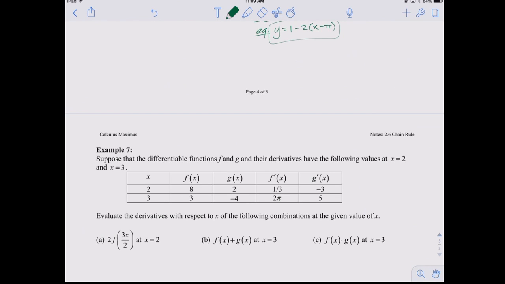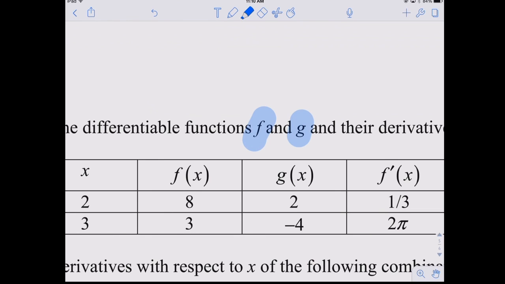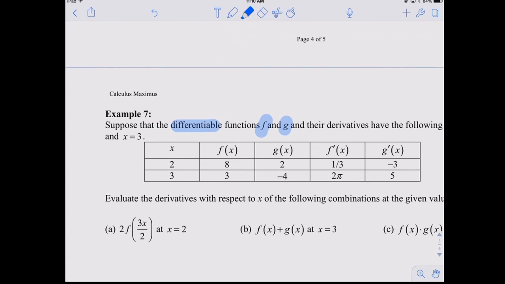Number 7. Suppose that the differentiable functions f and g and their derivatives have the following values at 2 and 3. Hang on. They're telling us that both f and g are differentiable. Where are they differentiable? Everywhere, right? Anywhere you take them, they're differentiable, and for all values of x also as well, right? And that means that they're also what? Continuous. Okay, that comes for free. That's nice. So we have selected choice cuts here from f and g and their derivatives.